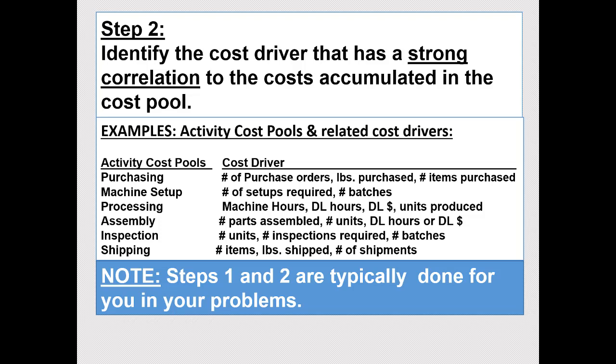In your problems, this would be called the stage 1 allocation, and to simplify our coverage, this is typically done for you in your problems. You'll be looking for what are the cost pools and what drives each of them.